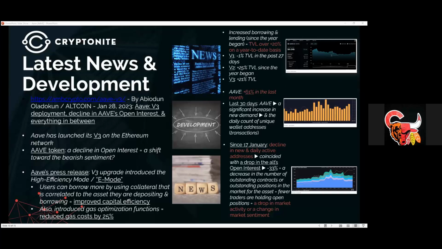they also introduce some gas optimization features so that you can reduce the gas cost by 25%. So there's been an increase over the past year. They've seen some increase, 20% increase in borrowing and lending. So the activity is pretty good on Aave. I mean, they have quite a few things happening.